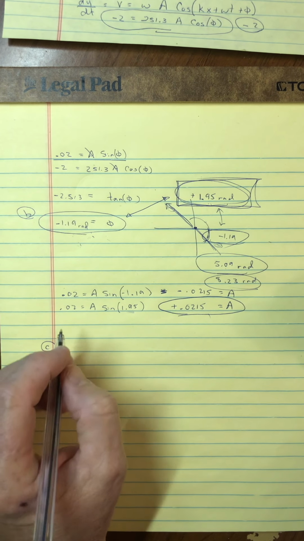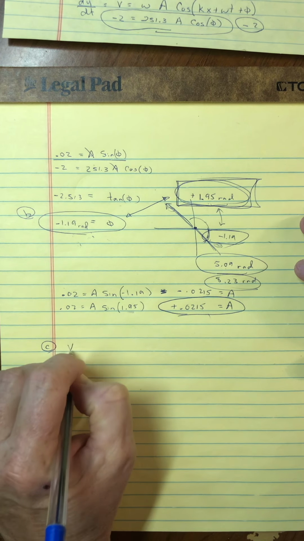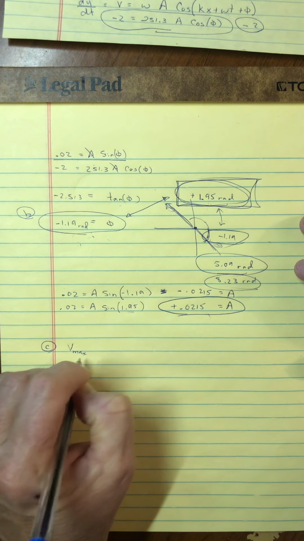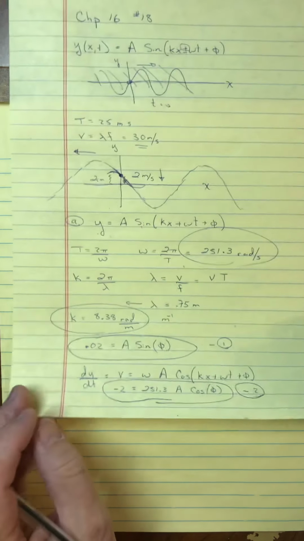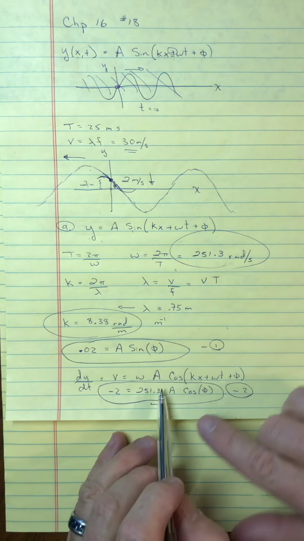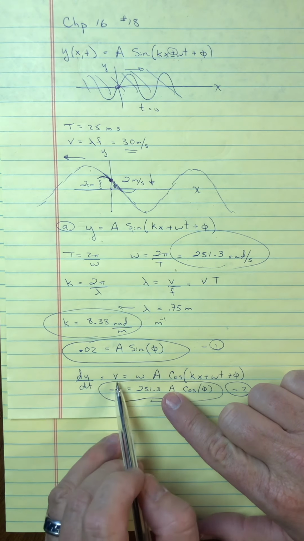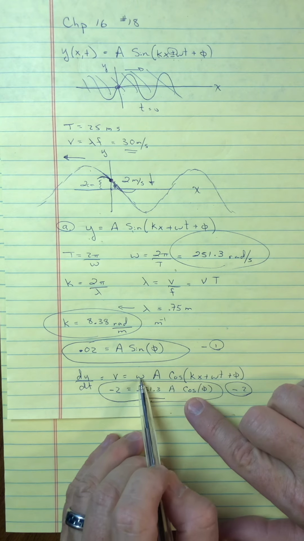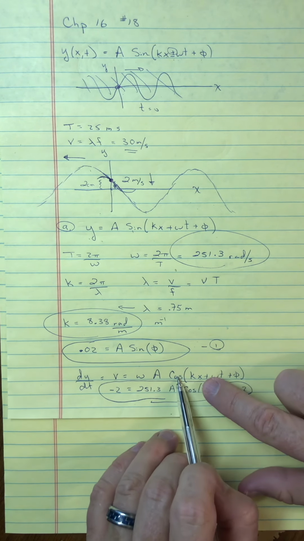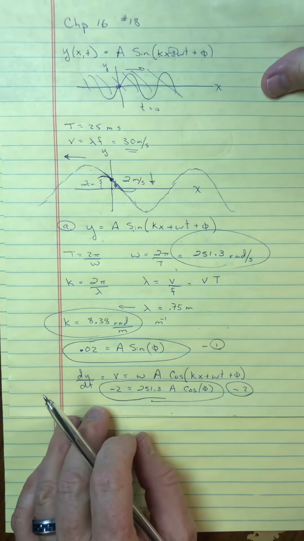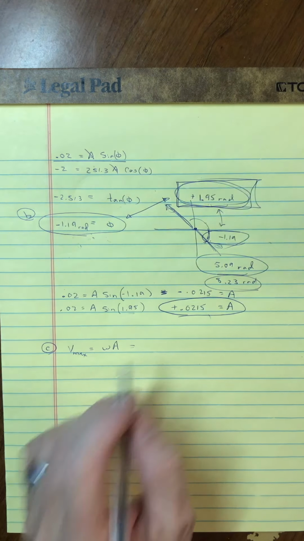So the maximum of vibration we learned from last chapter, so I'll just repeat it here, is omega A. Although I guess we can see it here when we did the derivative for the speed of the string going up and down. We got v, and we've got this omega A, and then this cosine function. And that cosine function, the biggest it can get is 1. So omega A is the biggest it can ever get. So either we remember it from last chapter or we just see it right there.